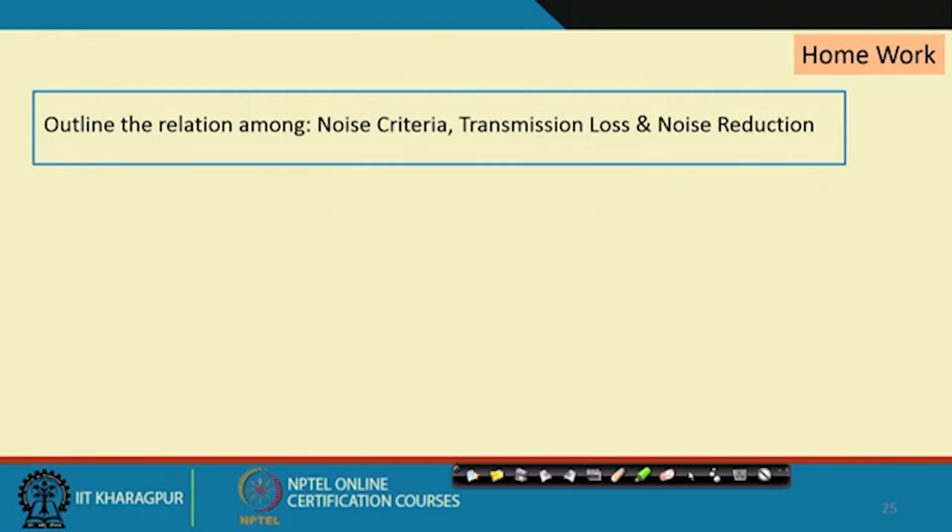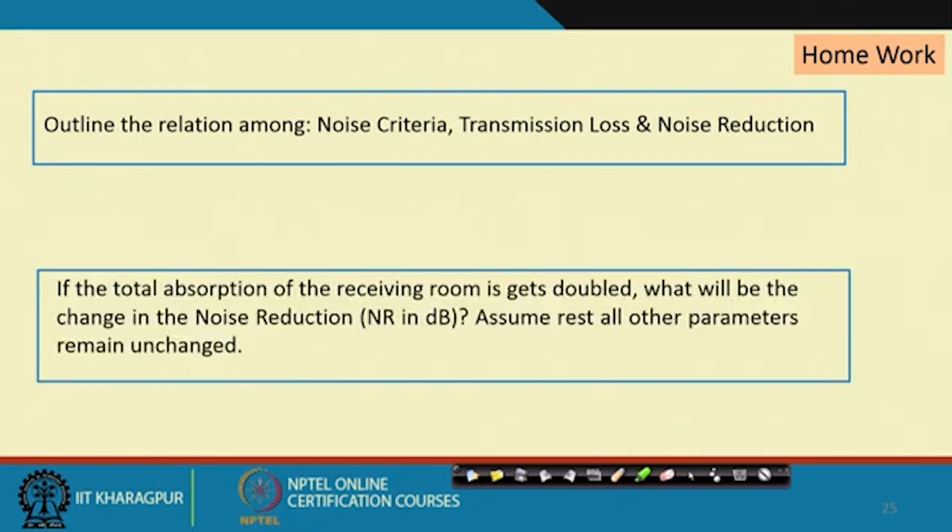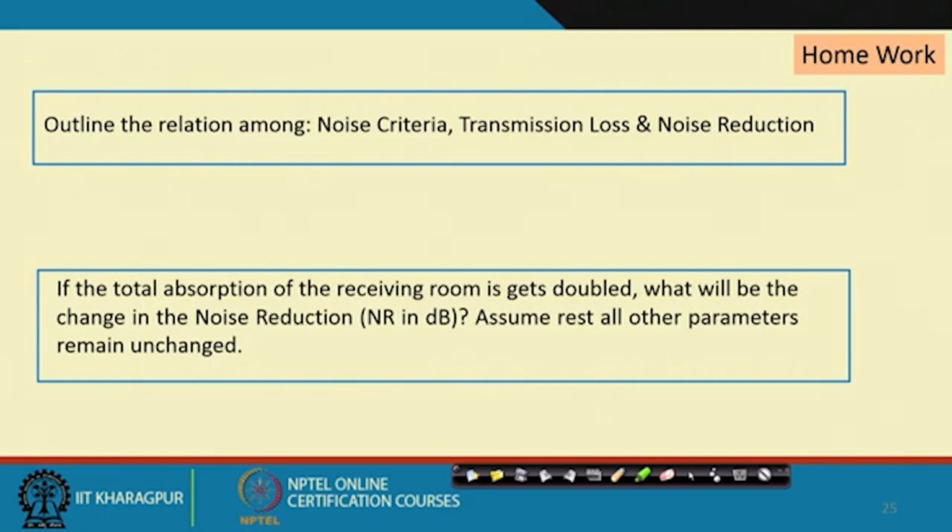Let us write down and outline the relation among the noise criteria, sound transmission loss and the noise reduction. That is number 1. And number 2 is, if the total sound absorption in a particular receiving room is doubled, then what will be the change in the noise reduction, assuming the other parameters remain unchanged? That means the total surface area of the partition wall remains unchanged, the total TL value of the partition wall remains unchanged, and the only change is in the receiving room, whose character changes by virtue of the absorption materials, and the absorption gets doubled. So, what will be the significant change in the noise reduction level?